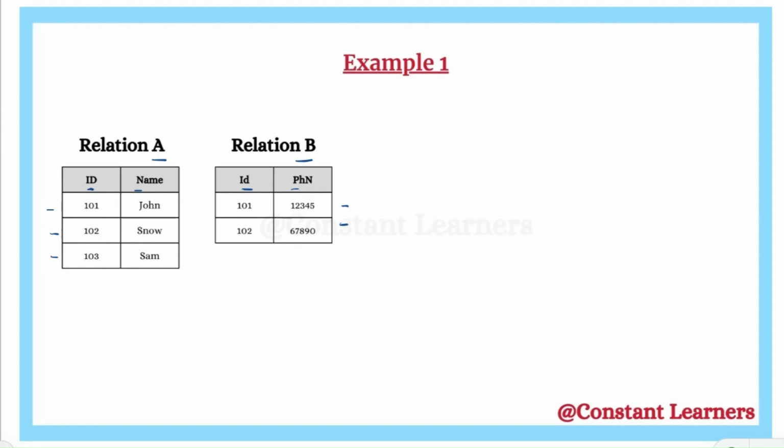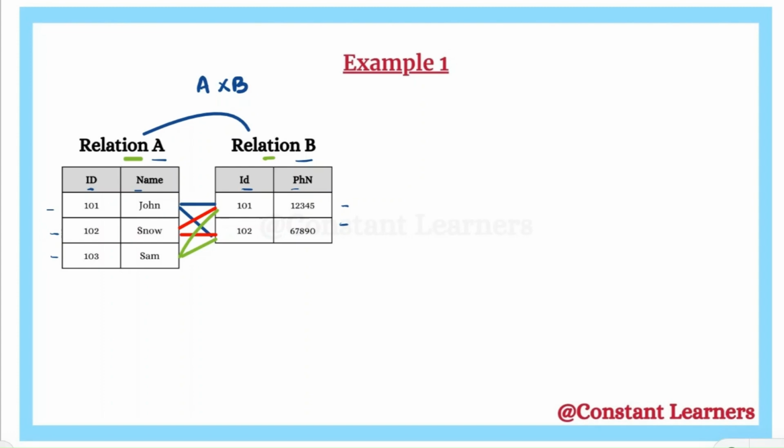Now, when we take the Cartesian product of these two relations, that is, let's say A cross B, every row of relation A will associate with every row of relation B. Let's say the first row, 101 John. First, it will get associated to this row here, and then to this row here. Then we have 102 Snow. It will get associated with this row first, and then this row. And then the third row, 103 Sam, will get associated to this row here, and then to this row here. That means every row in relation A will be associated with each row of relation B. This is the definition of Cartesian product.